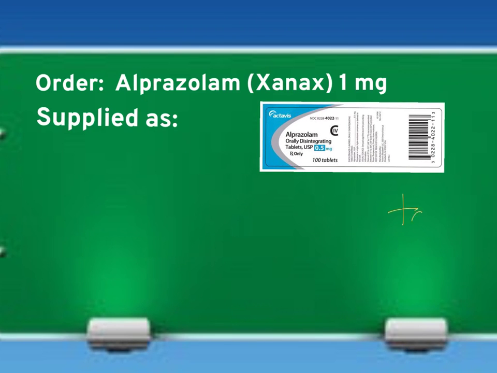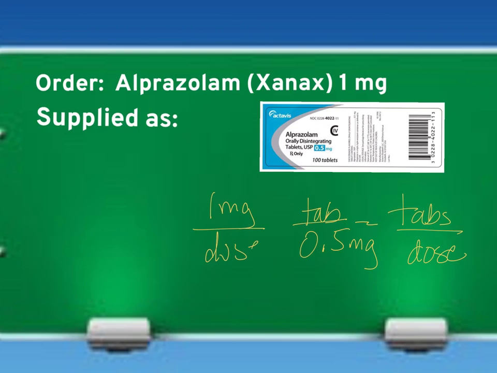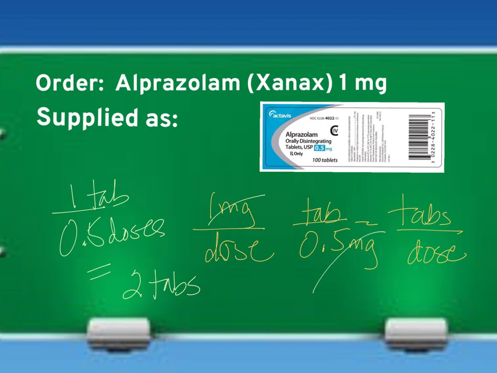Well, again, we're working in tabs per dose. And I know my tablet is 0.5 milligrams. And I know that I have a dose of 1 milligram. I have my dose on the bottom. I have my tabs on top. I can cancel, multiply across. Now I have 1 tablet over 0.5 doses. If I do the math for that, either in my head or on paper or in a calculator, I'm going to come up with 2 tabs. And that is the answer if I'm working with that.